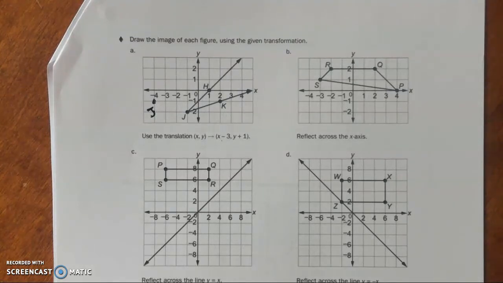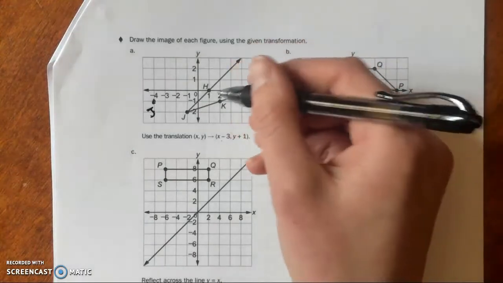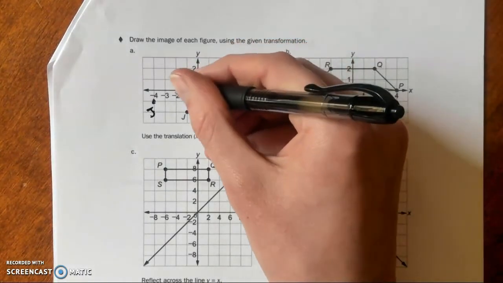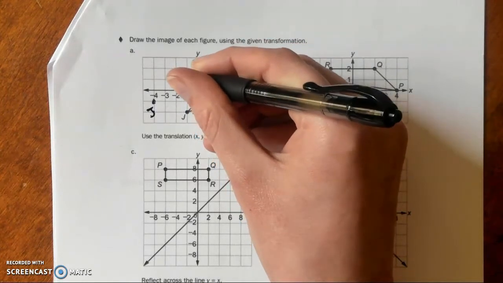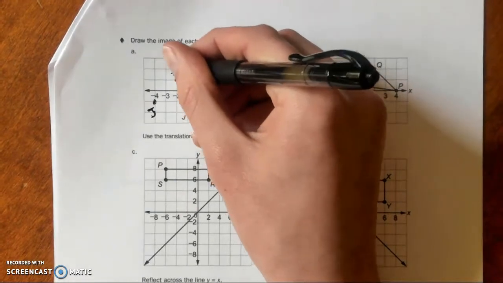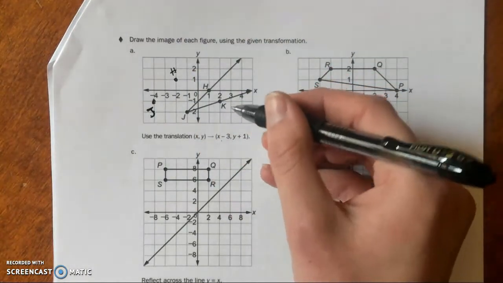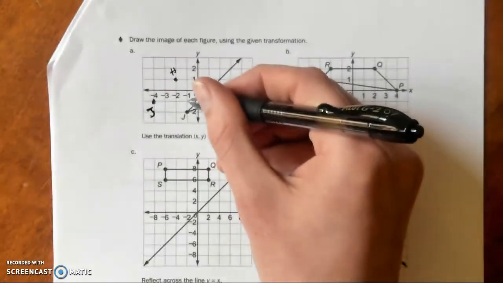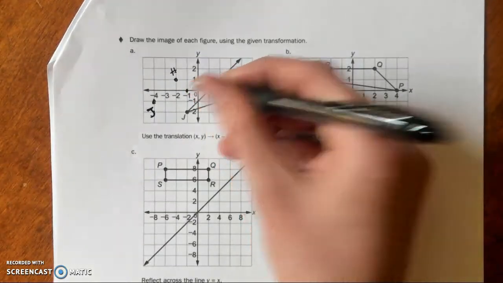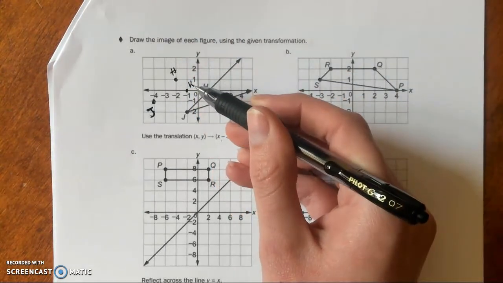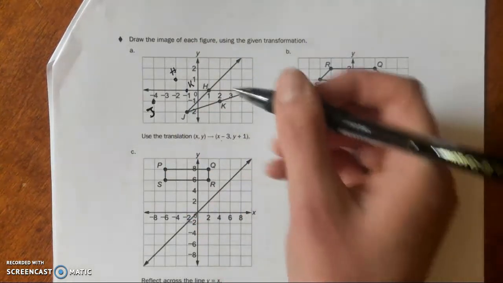Okay, so coming back together on H, you're moving to the left 3, 1, 2, 3, and you're going to move up 1. There's your new H coordinate. And then for K, you're again moving to the left 3, 1, 2, 3, and then up 1. And I'm labeling these points, and now you can connect your points back together.